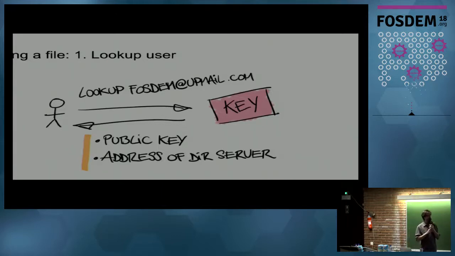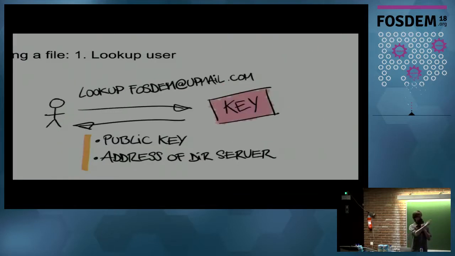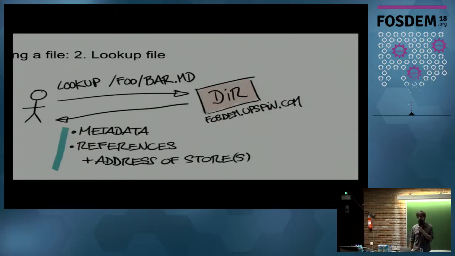So the first step is with the key server. You do a lookup for the user, and what you get in exchange is just the user's public key and the directory server address. That's for the user part. Then the next part is the lookup of the file. The key server is just one key server for the whole Upspin, so that's a known address, key.upspin.io. But here you are contacting the directory server of the user, from the information that you just got previously. Looking up a file will give you back its name, its metadata, and references and store server addresses.